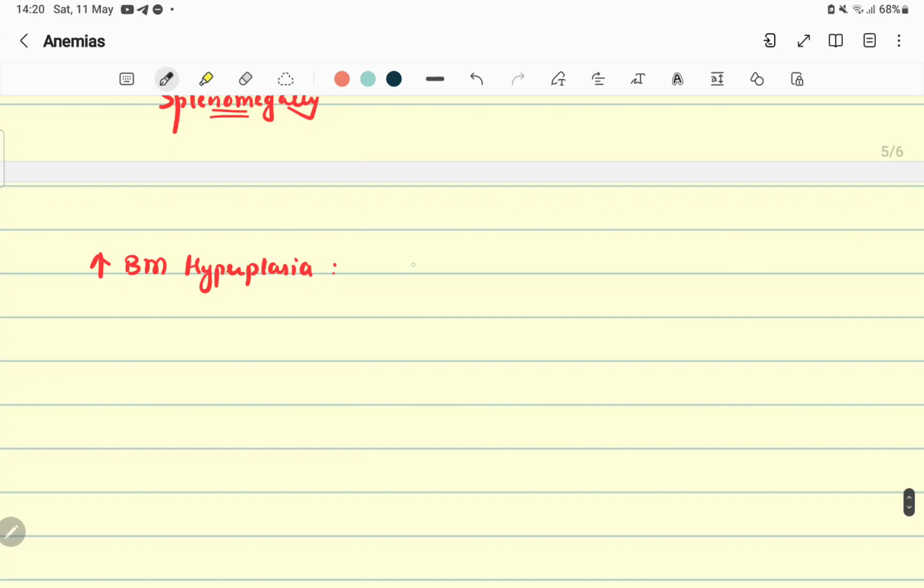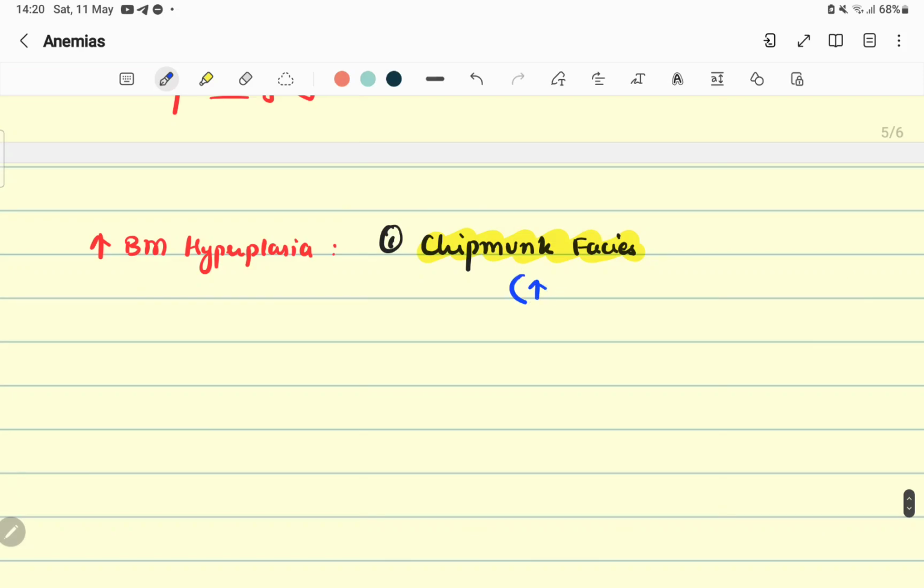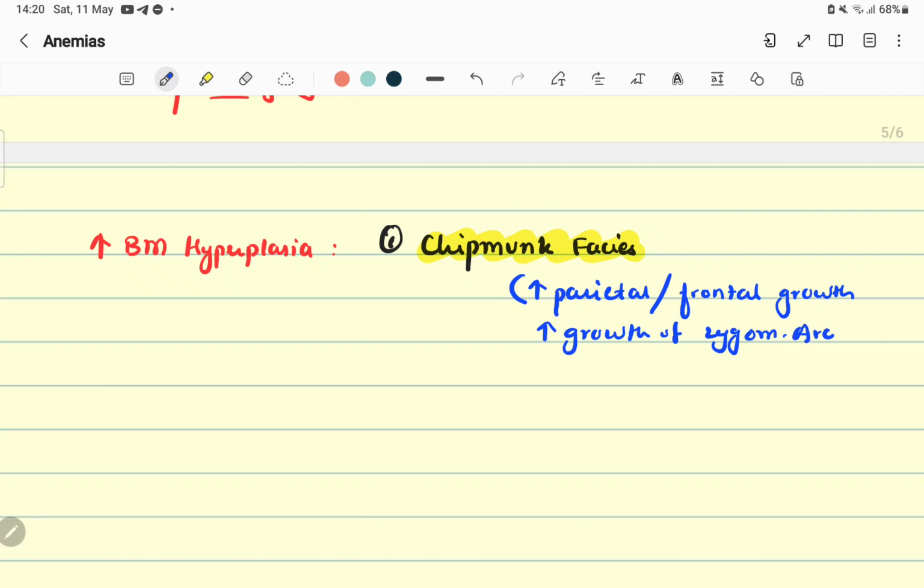First thing, there will be chipmunk facies. Chipmunk facies means there is an increase in growth of the parietal or frontal bone and an increase in growth of the zygomatic arch. So that will be the chipmunk facies.